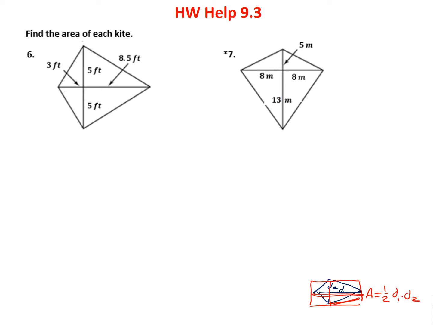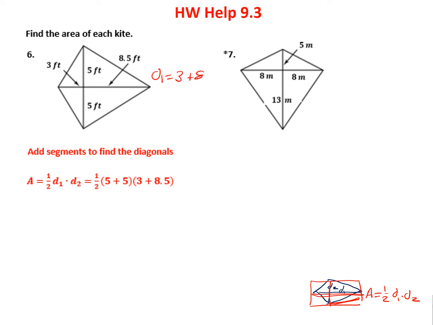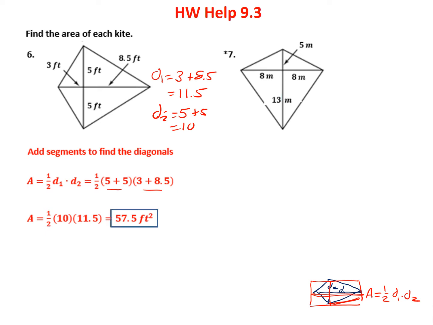Now up here as we start, we need to first add the segments to find the diagonals. So if you notice here, diagonal 1 right here is 3 plus 8.5, which equals 11.5, and diagonal 2 is 5 plus 5, which equals 10. And that's what we did here. We just added the diagonals. And so we add those together. We get 1/2 10 times 11.5, and that equals 57.5 feet squared again.